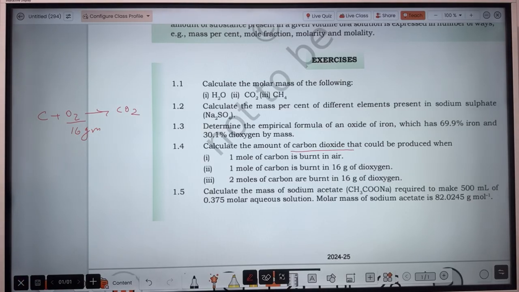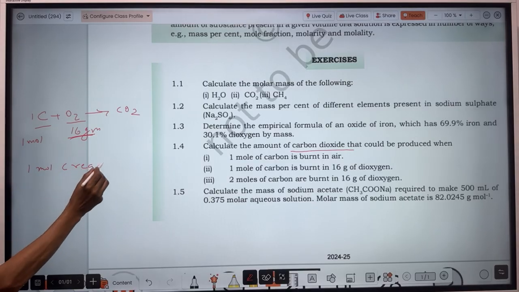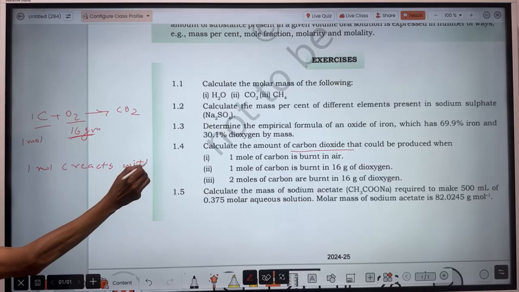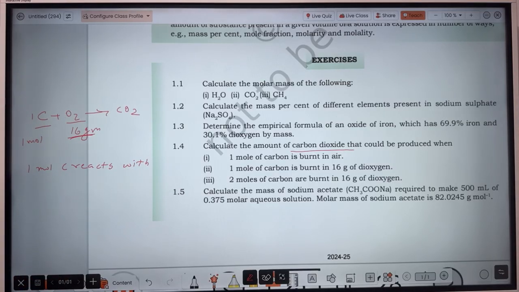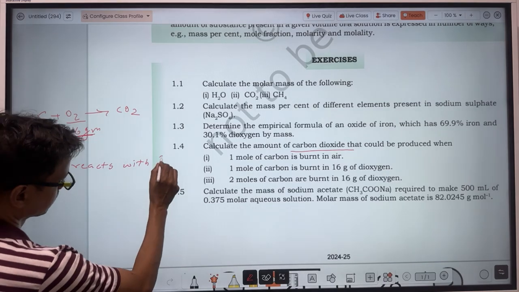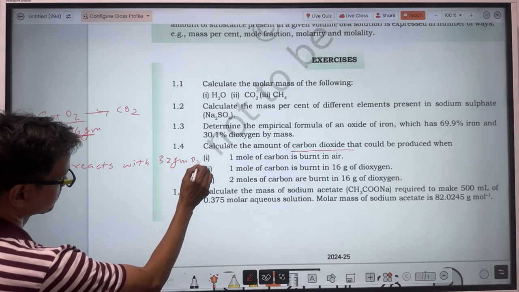Okay, so let's see here. 1 mole carbon is 1 mole. Its number of moles will be how much? 1 mole carbon reacts with how much oxygen? 1 oxygen is 16 gram, 2 oxygen reacts, so 32 gram. So 1 mole carbon reacts with 32 gram oxygen.